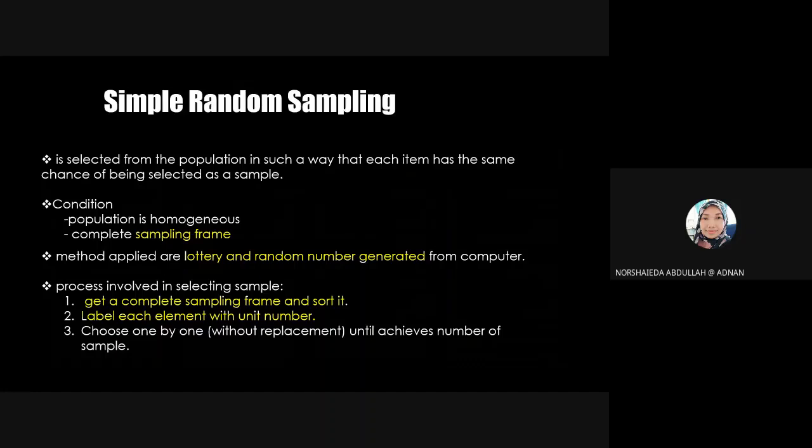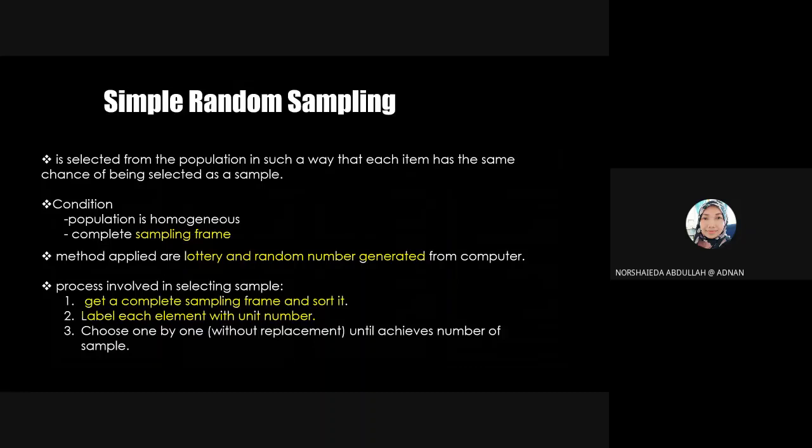And then we choose one by one without replacement until we achieve the number of sample required. Okay, so let's say from 1000 population tadi, we want to select 50 sample. Kita akan select randomly daripada 1000 number tu, kita dah numberkan from 1 to 1000. So from 1 to 1000 tu kita akan select randomly 50 numbers, or 50 sample. So macam mana nak select the number randomly?